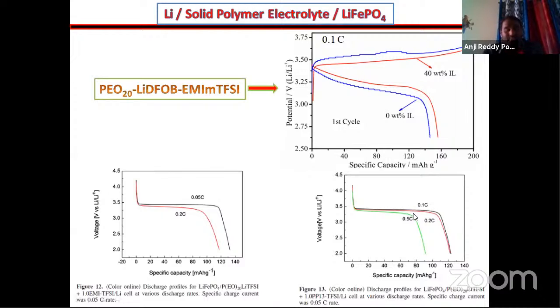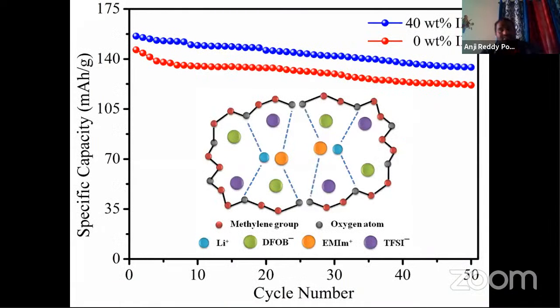Okay, here you can check this one. This was already published by other people. The specific capacity is around 110, and you can observe my sample, the specific capacity is around 150. The specific capacity is very good compared with the other batteries. I have performed up to 50 cycles, and up to 50 cycles the stability is good.